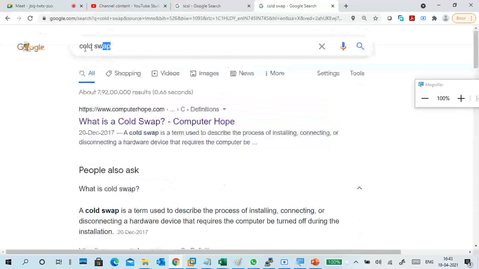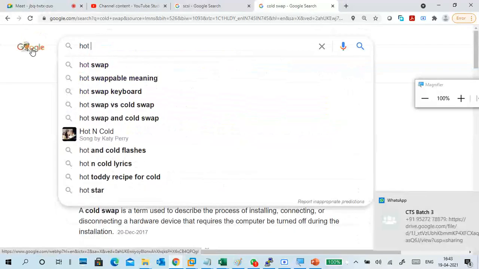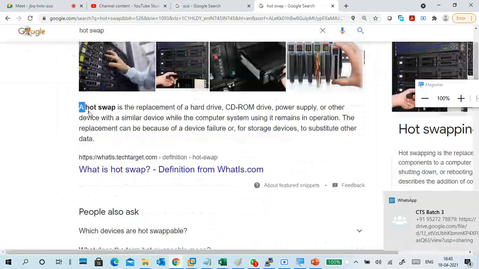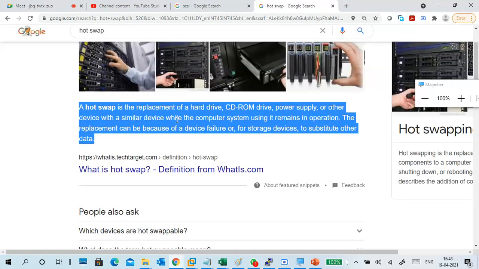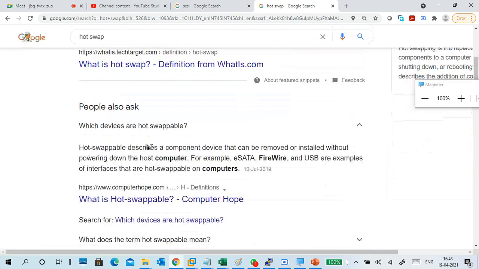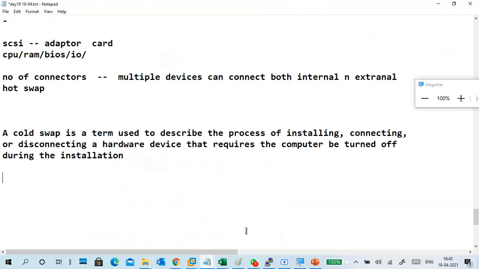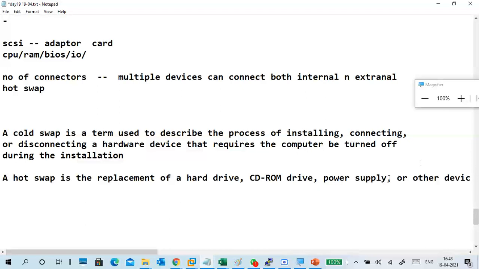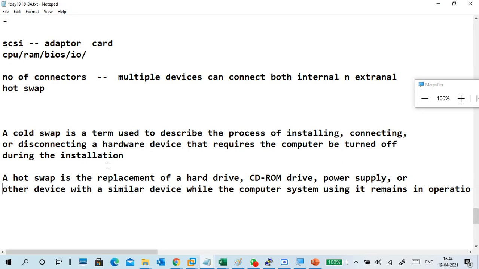Next, what is the opposite? Hot swappable. Hot swap means the replacement of a hard drive, CD-ROM, power supply, or other device with a similar device while the computer is in operation. That replacement can be because of device failure or storage or other reasons. So what does hot swappable mean? When the system is running, you are adding or disconnecting any kind of device. It is hot swappable.